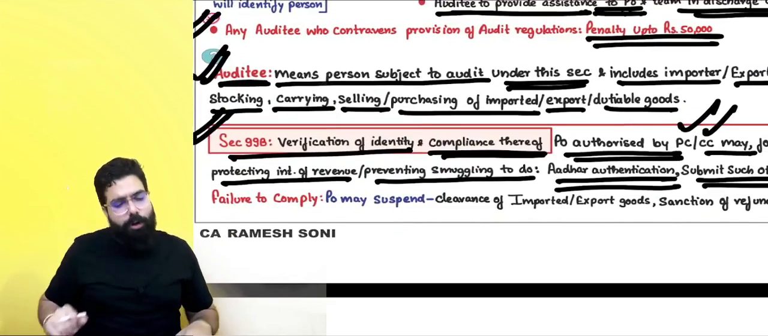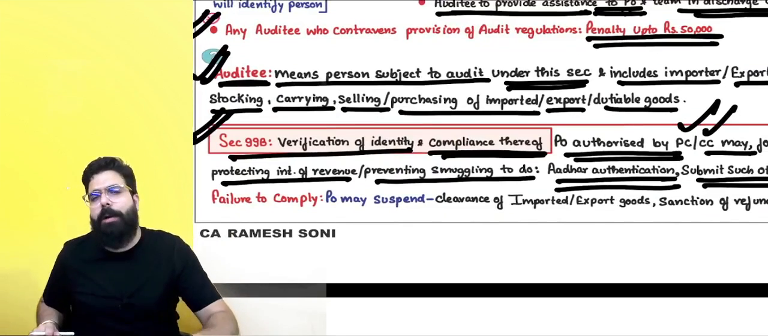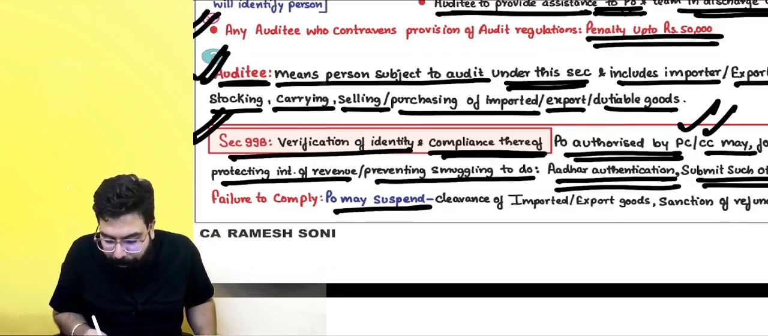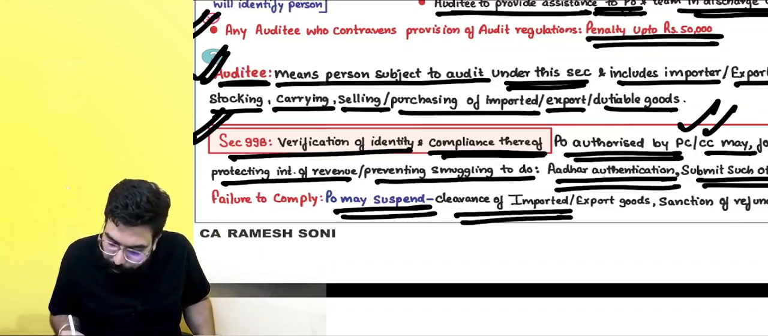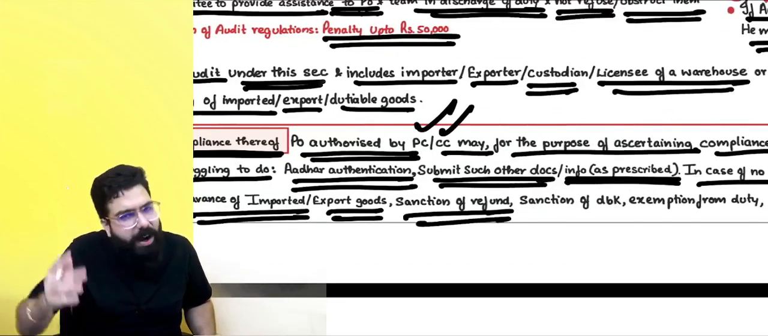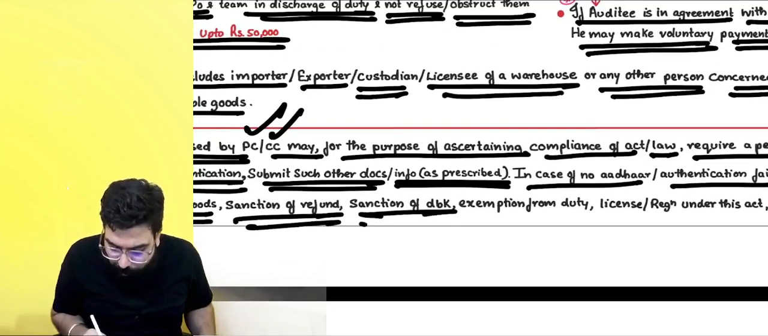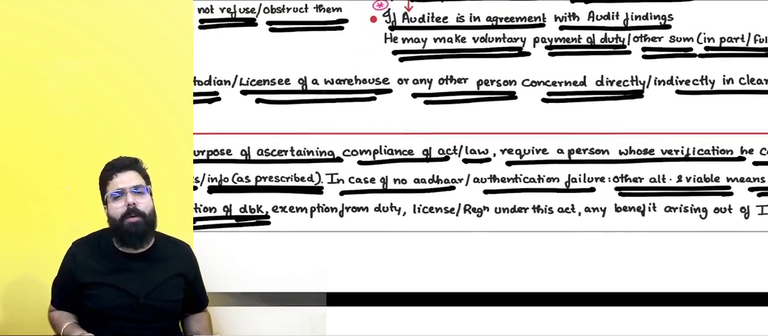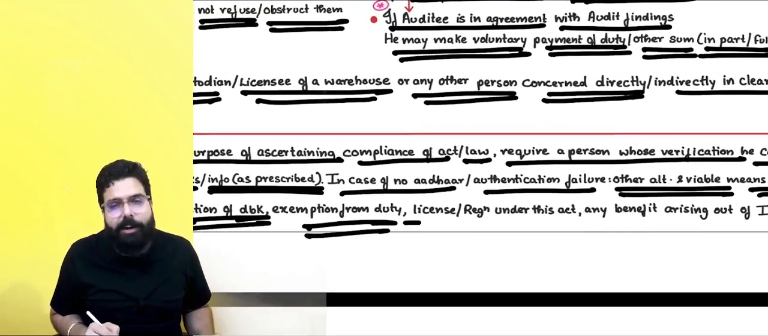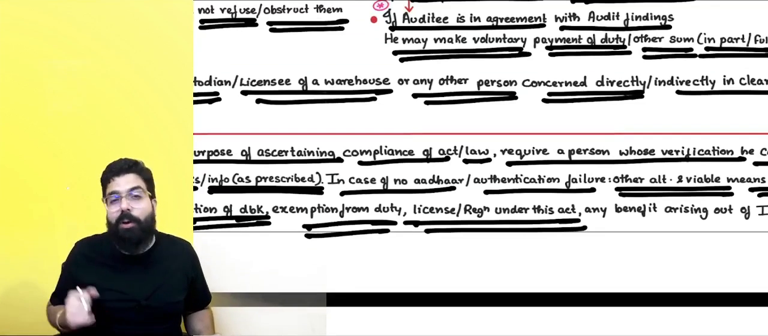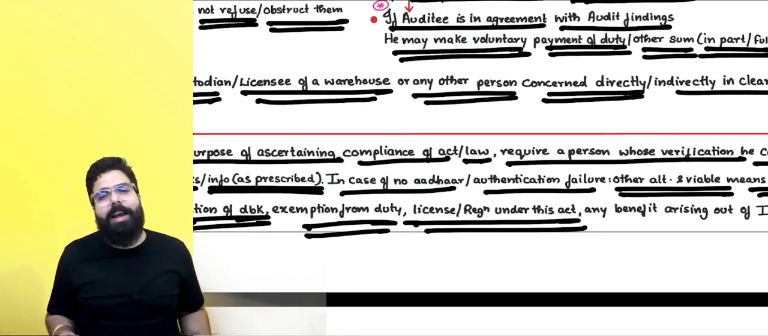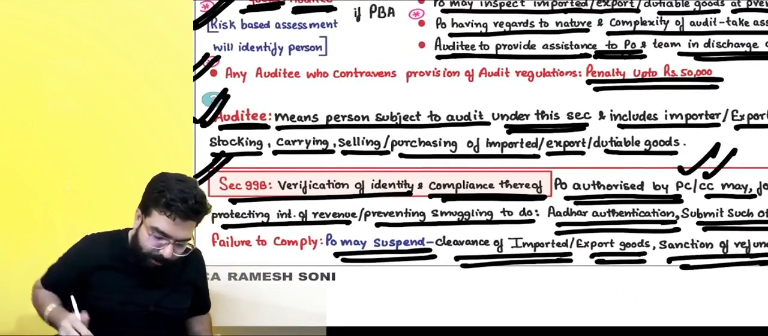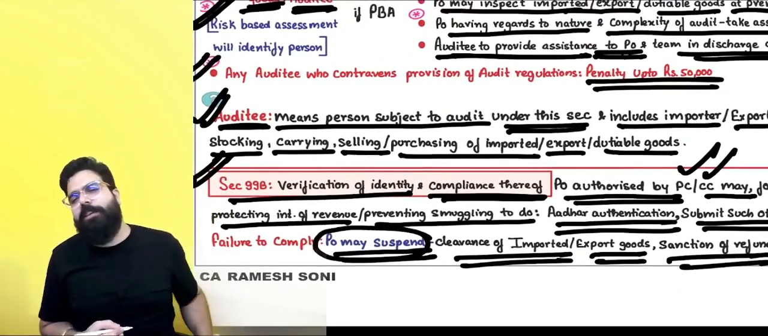Sir, he told you to do the Aadhaar authentication or provide this document, but still you did not make it available to him, then the PO may suspend clearance of imported or exported goods, and sanction of refund. He will not give you the refund. Sir, duty drawback, he will suspend the sanctioning of duty drawback. Exemption from duty will not be granted to you. Your license or registration, your import-export license, will be cancelled. Any other benefit arising from import or export will not be given. PO will suspend all these things.